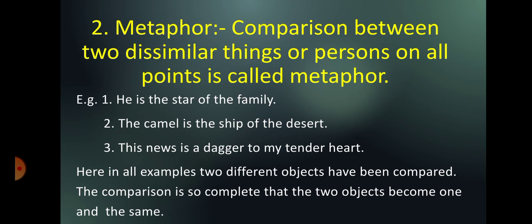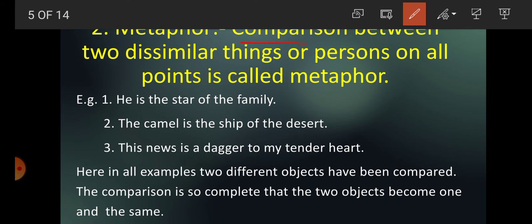Now students, next one, metaphor. What is metaphor? Students, comparison between two dissimilar things or persons on all points. The only difference between simile and metaphor is that metaphor is comparison on all points. Comparison between two different things or persons on all points is called metaphor.